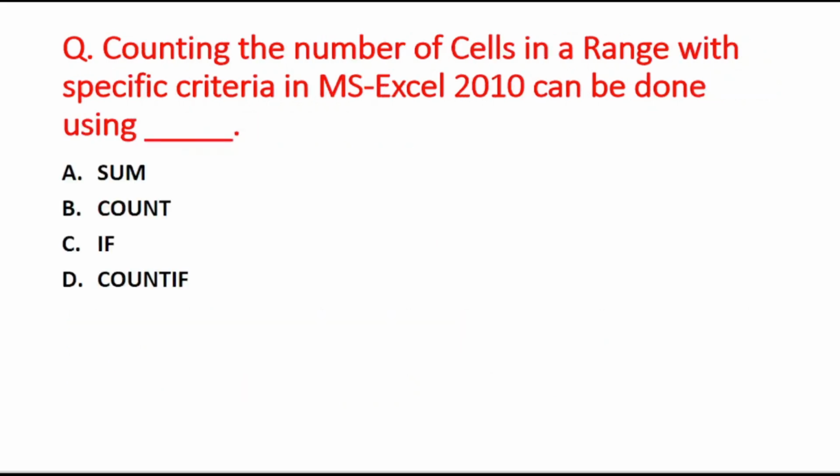Next is, counting the number of cells in a range with specific criteria in MS Excel 2010 can be done using blank. A option is sum function, B option is count function, C option is if function, and D option is count if function. So counting the number of cells in a range with the specific criteria, for that we use the count if function. Okay, so option D is the right answer.